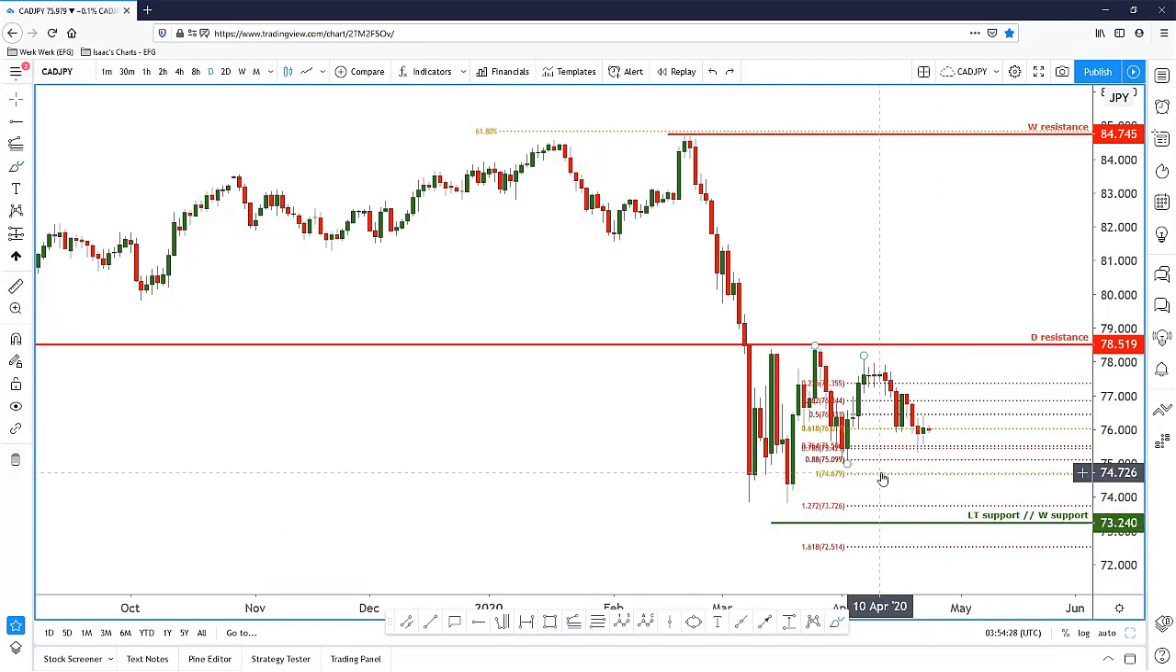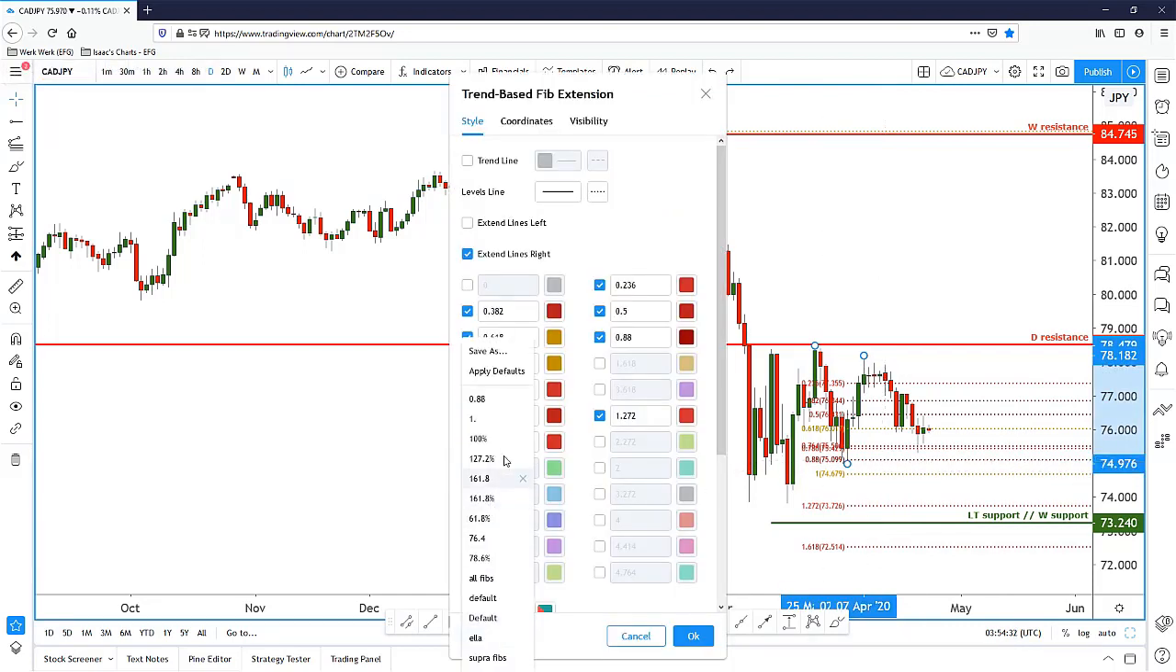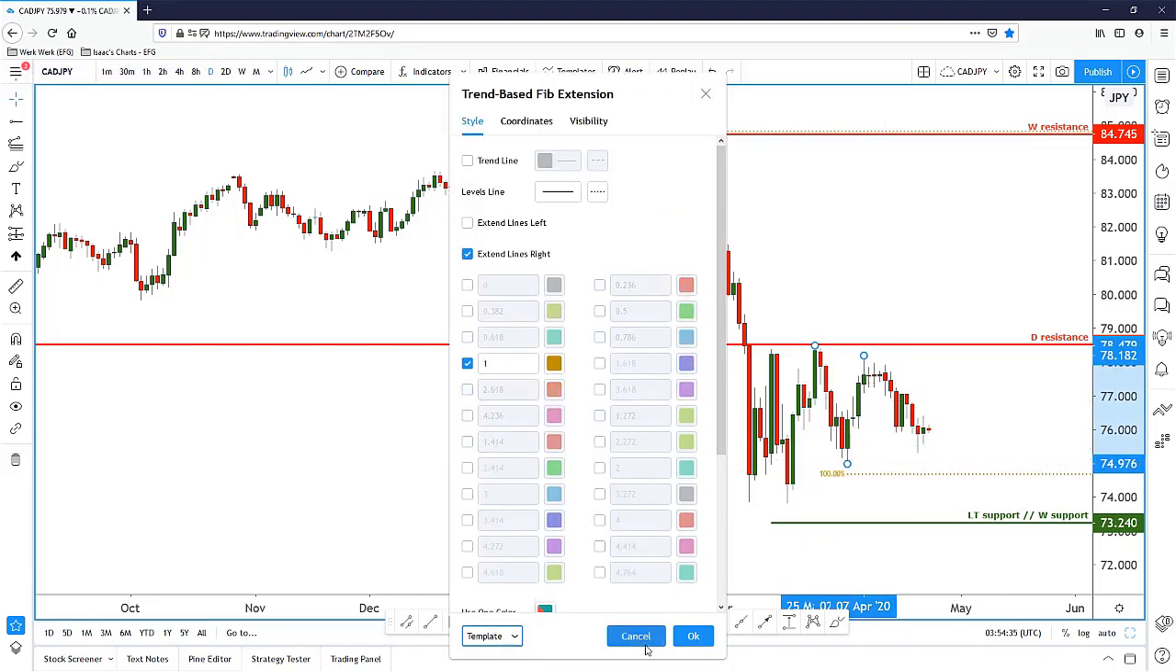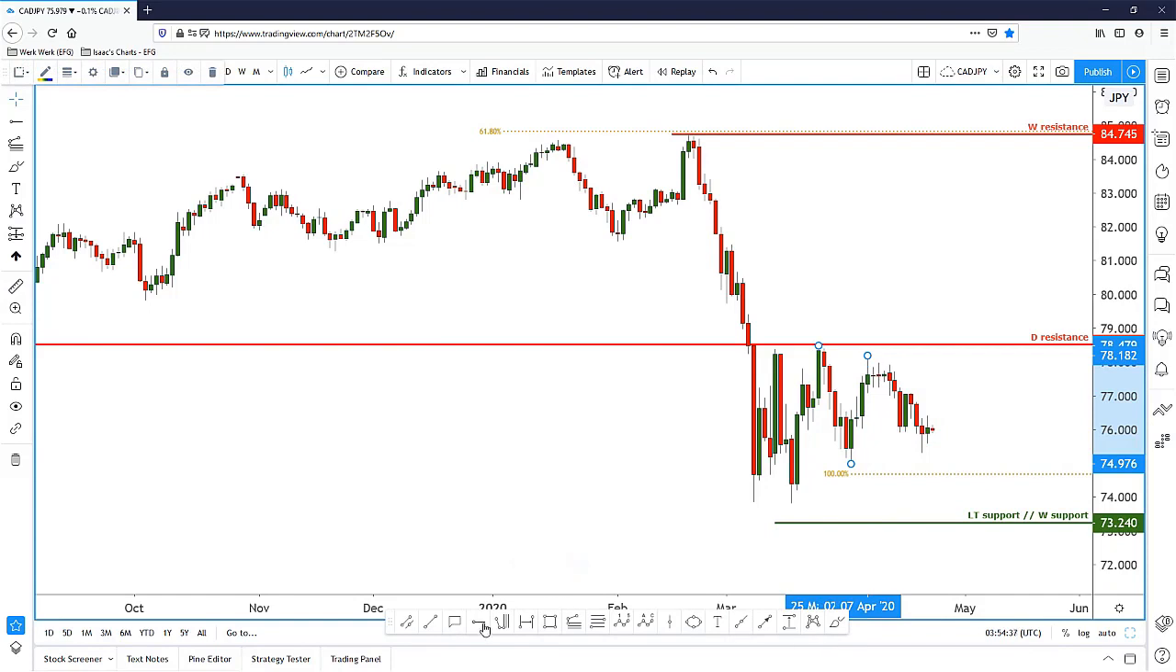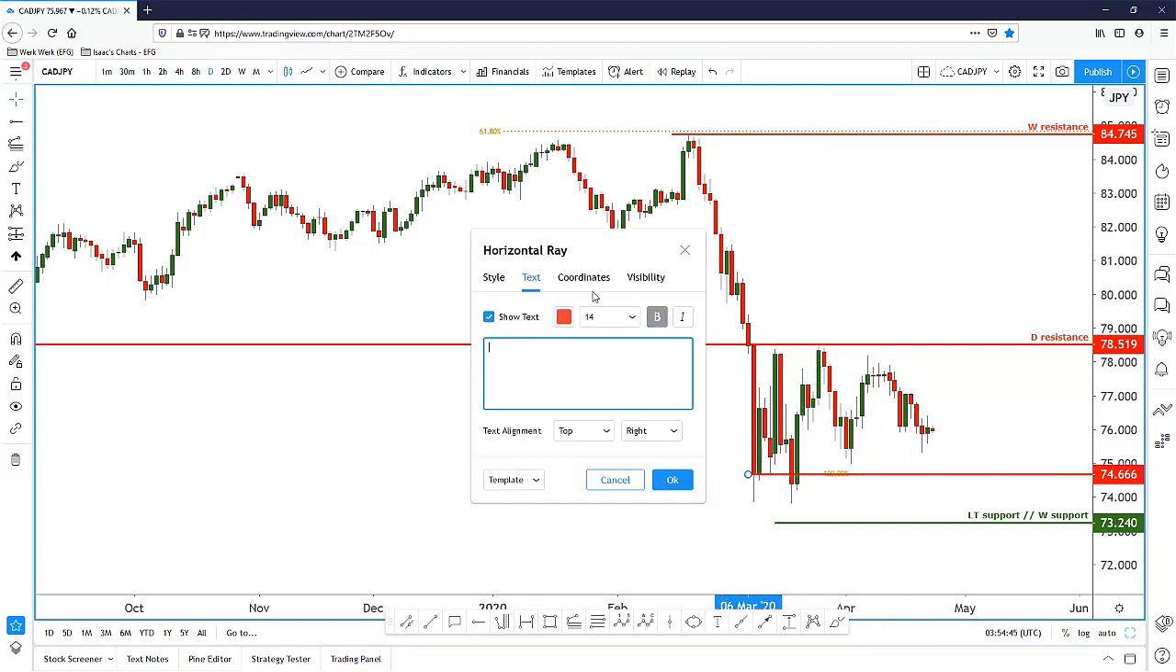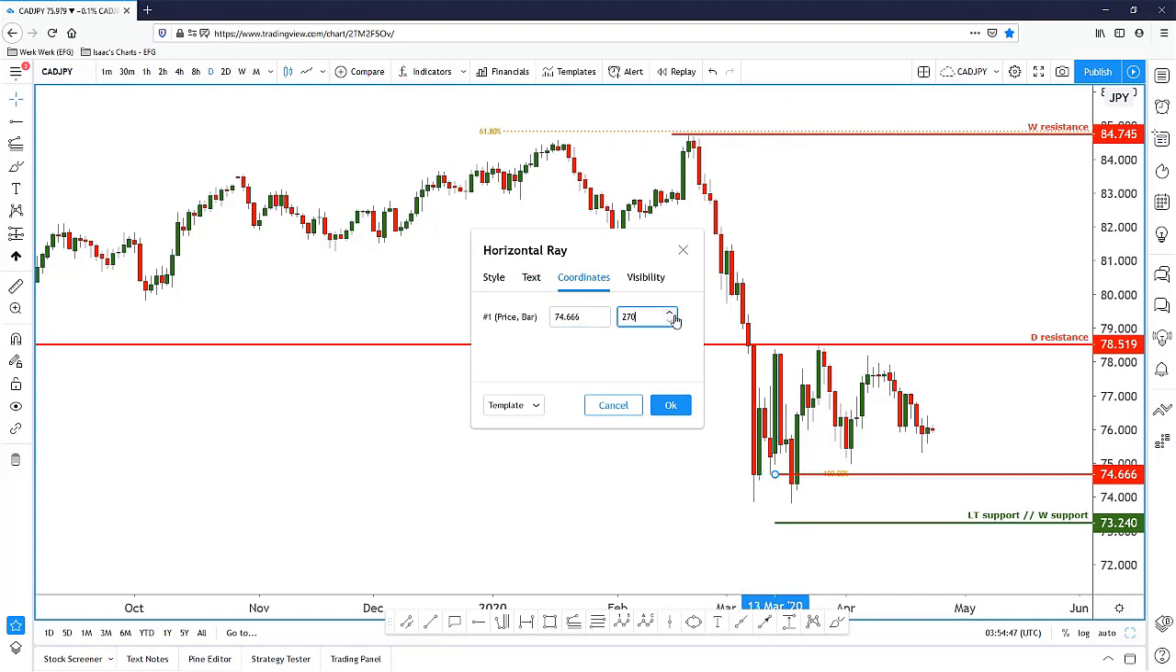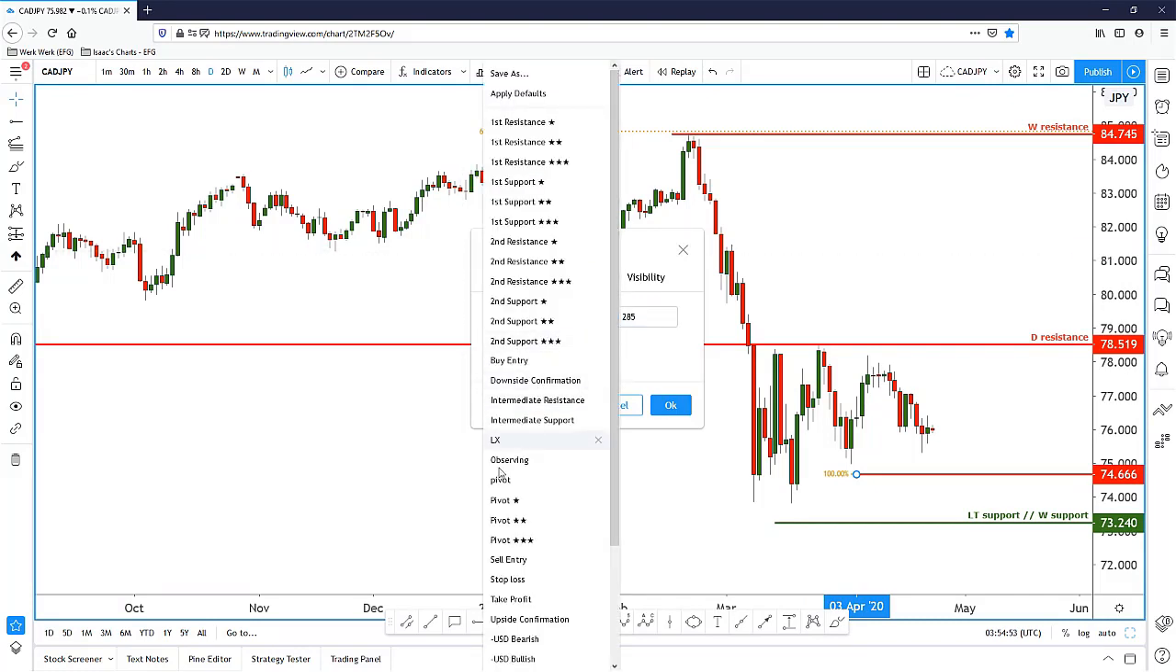So how we can play this, we just highlight the 100% level, right? And then we put our daily support in. Actually put it here. I don't really like this to be cut, so I'll just adjust it a bit for presentation purposes. And I can call this the daily support.